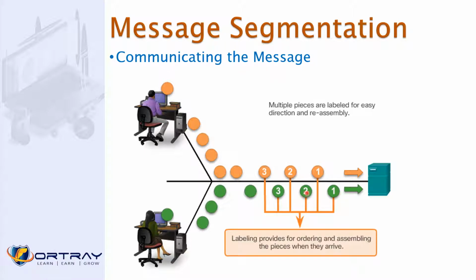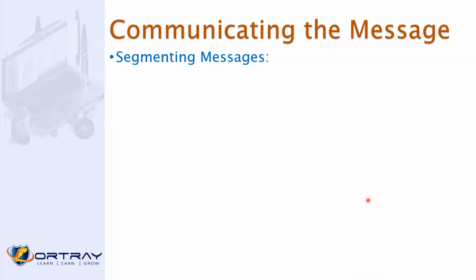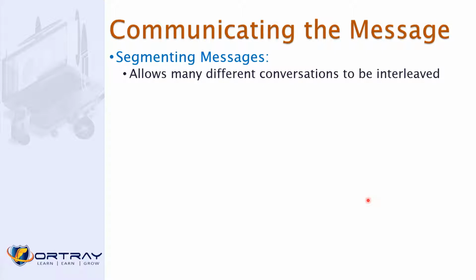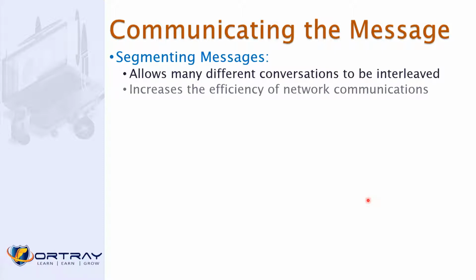Why are we doing the labeling? Once it is received by the receiver, they will reassemble the packets in the order they are receiving them. The sender puts some kind of message label on top of each piece and sends it to the receiver side. So message segmentation allows many different conversations to be interleaved and increases the efficiency of network communication, but adds complexity. What is the PDU?